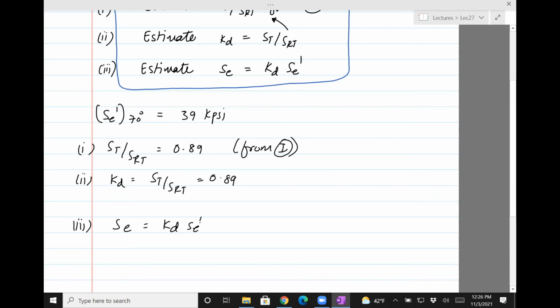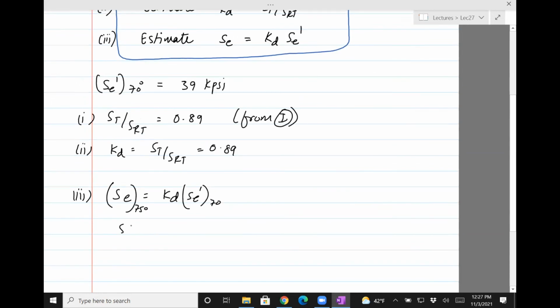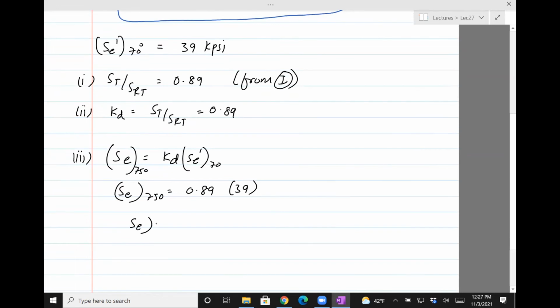Now we are assuming that the other factors, KA, KB, KC, KE, KF are equal to 1. We are only studying the effect of operating temperature. So we assume them to be 1. And that's why this formula reduces to the following, as I showed it here. So this is 750, provided we have 70. So SE at 750 is 35 kpsi.